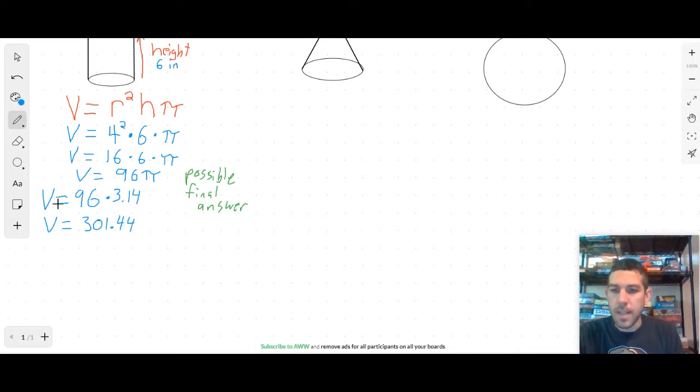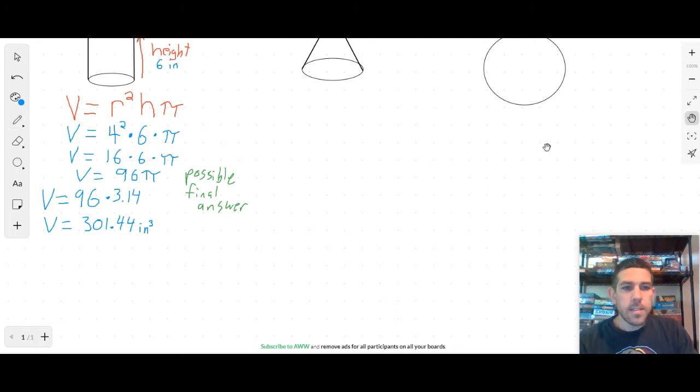And this was in inches, and it's inches cubed because we have 3 measurements here. It's a 3-dimensional object. So that would be the volume, 301.44.